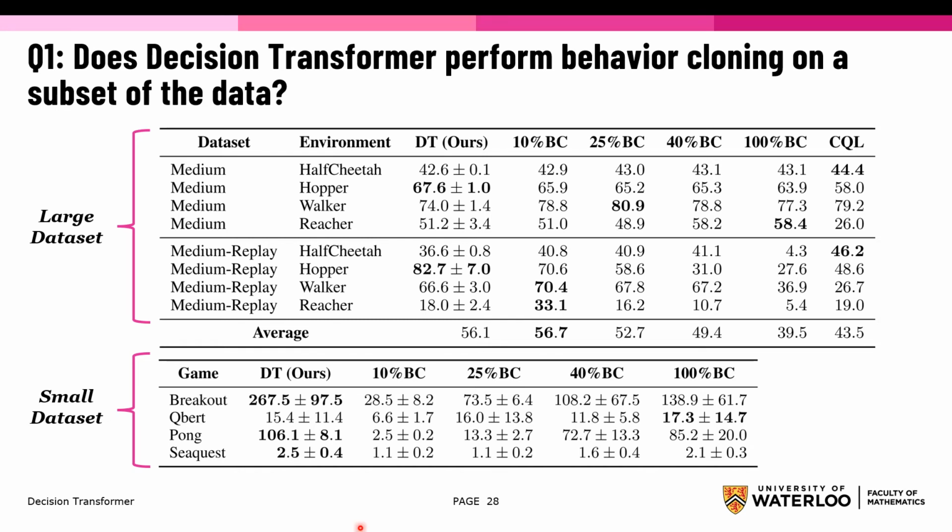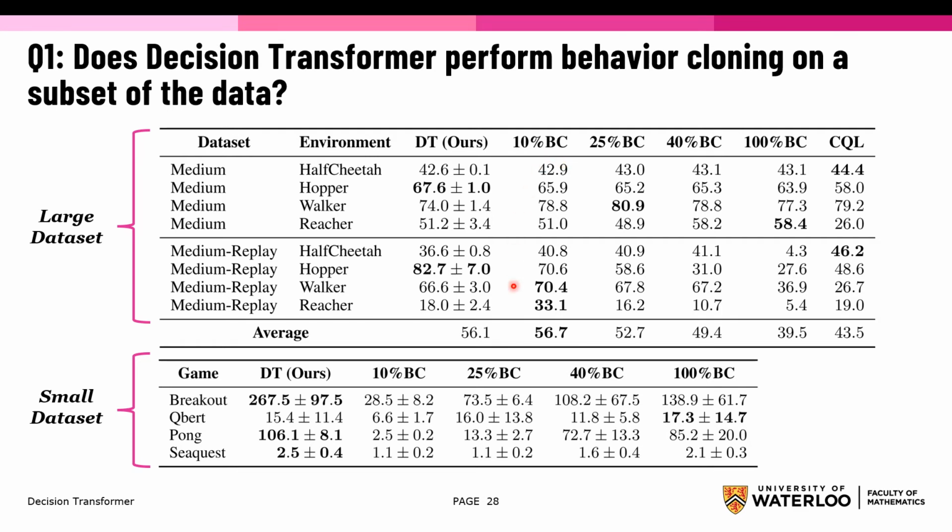So to assess that, the authors created a new baseline, and they call that the percentile behavior cloning. This is basically doing normal behavior cloning. However, it is trained on the top X% of the training dataset trajectories, sorted by the episodic rewards. So as you can see here, the 10% BC means that we're doing the behavior cloning on the top 10% of the trajectories based on their episode rewards.